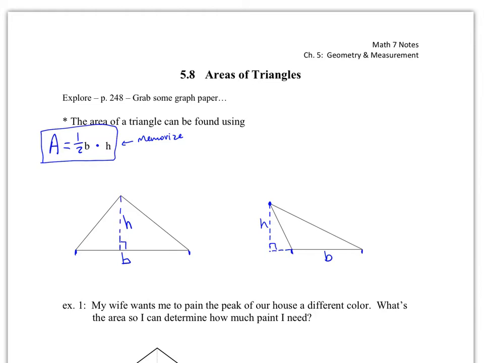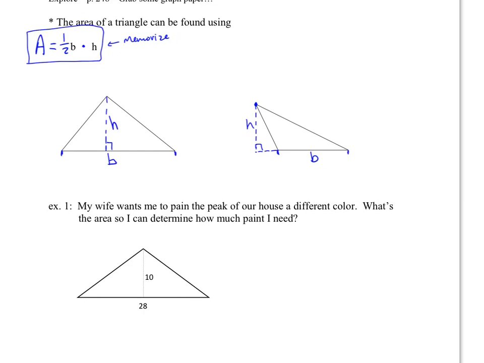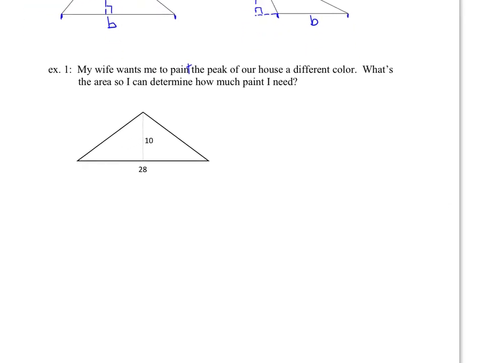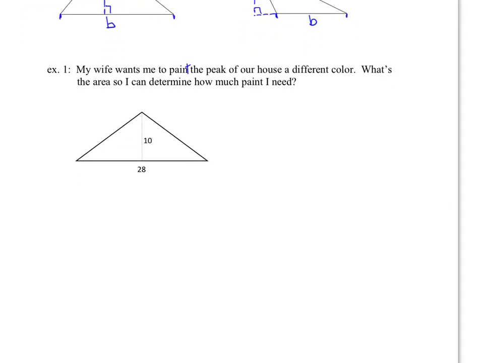Okay, so my wife wants me to paint the peak, and it should say paint, not pain, but painting sometimes can be a pain. Paint the peak of our house a different color. What is the area so I can determine how much paint I need? So there's my triangle. What formula am I using? Base times height. A equals half base times height. A equals 1/2 times base times height.